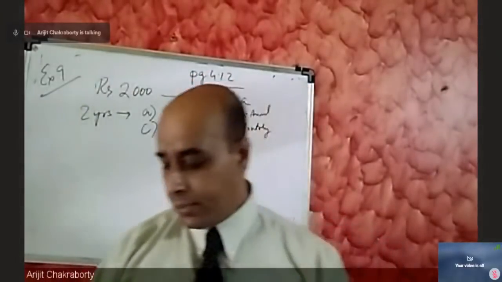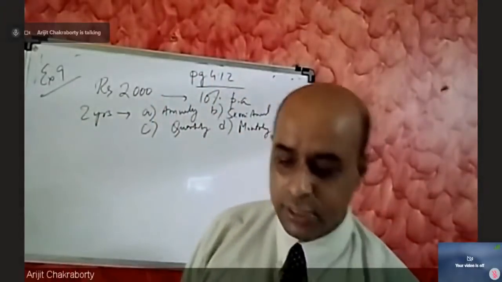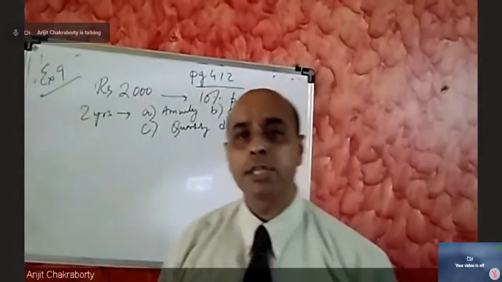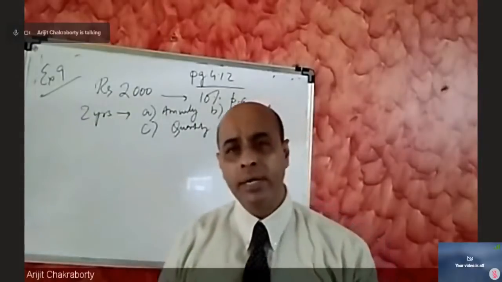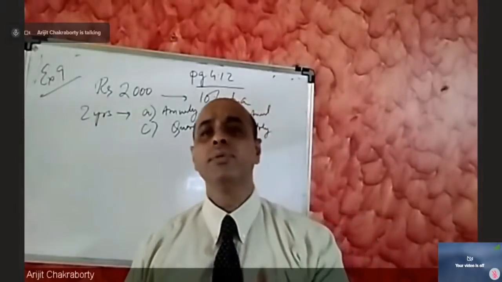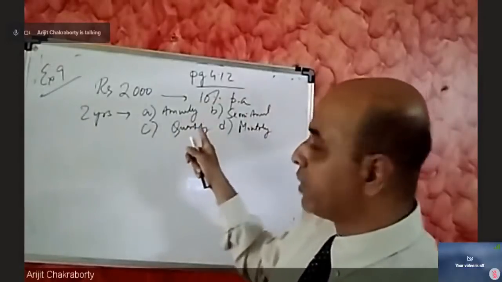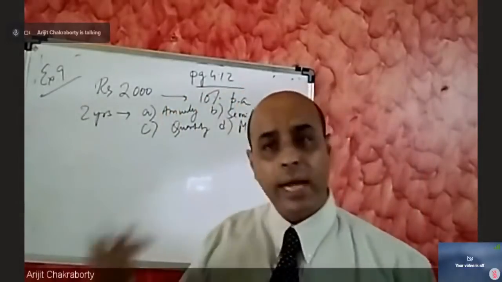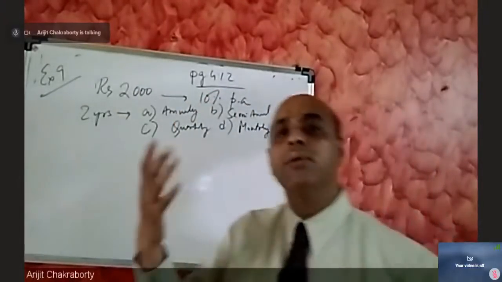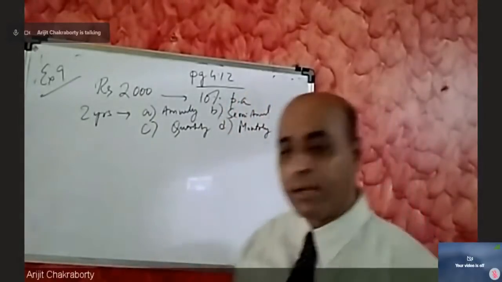2,000 rupees is the principal amount, and the interest rate is 10%. Please keep a note of this. It is a question on compound interest, and we have to find out what is going to be the value after 2 years if the compounding is done annually, semi-annually, that means every 6 months, quarterly, that is there are 4 quarters, so every 3 months, and monthly, every month.